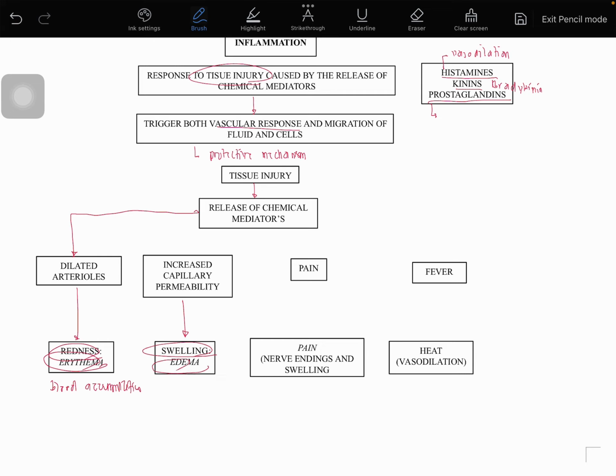Why do we have swelling? Of course, it's because our plasma leaks into the interstitial tissue at the injury site. There is fluid and cell accumulation in that specific area of injury. And of course, another effect of the release of your chemical mediators in our body is increased sensitization to pain. Why do we have pain?